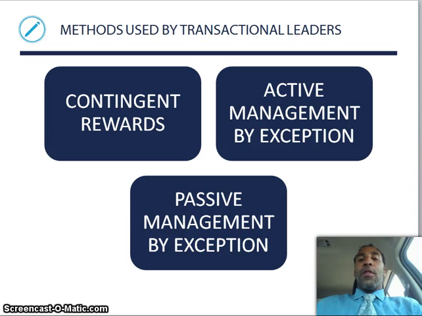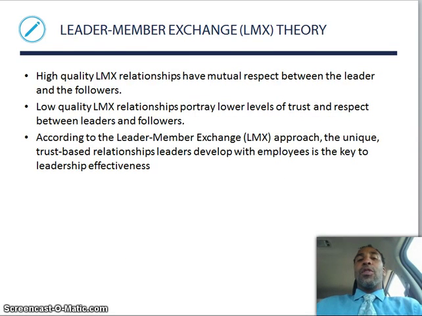These are different methods used by transactional leaders. You have contingent rewards, contingent upon this, contingent upon that. If you hit this goal, we're going to give you this. Active management by exception, and passive management by exception. So what do those things mean?